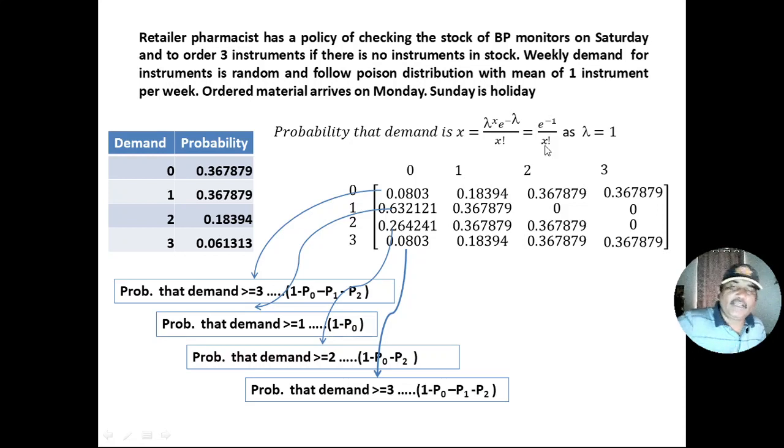So our demand, as we know here, can be 0, can be 1, can be 2, can be 3, it can be even more than that. But we will be computing the probability for these three demands only, by putting 0, 1, 2, 3 as a value of x in this formula, we get this probability.